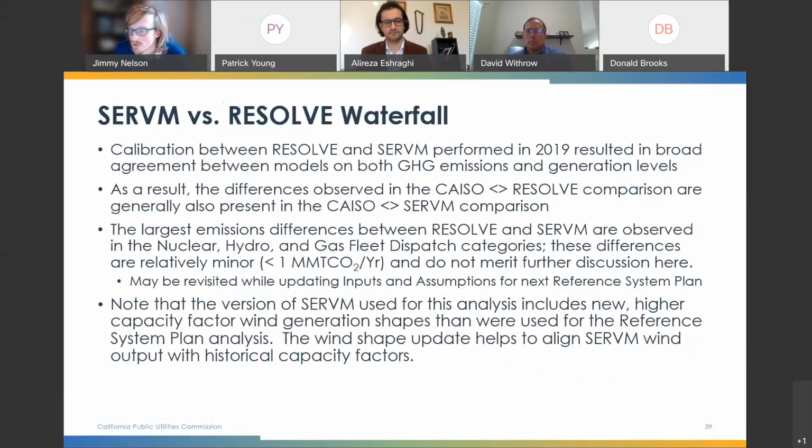So this is attributable to a lot of the work we did last summer in 2019, where we tried to align Resolve and SERVM on many different greenhouse gas and production level variables. There are a few differences between the data sets, namely nuclear, hydro, and gas fleet dispatch, but they're all on the order of or smaller than 1 million metric tons, which is roughly the threshold at which we can say that the data sets are mostly aligned.